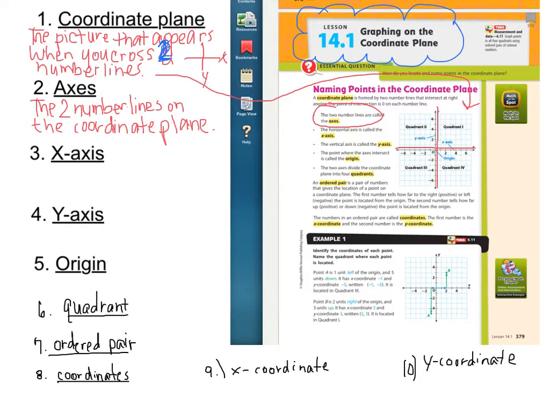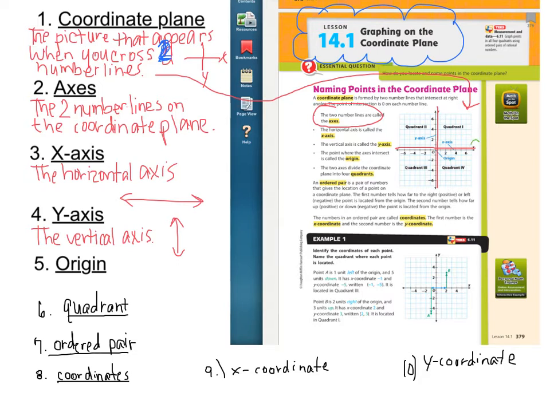Number 3 is the x-axis, and the x-axis is the horizontal axis. The y-axis is the vertical axis. It's the one that goes up and down. So when you look at your picture that's over on the side, the x is right there and the y is right there. They almost always put that on there, but not all the time.